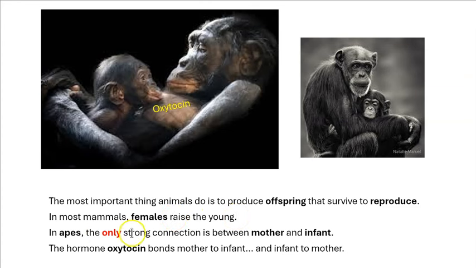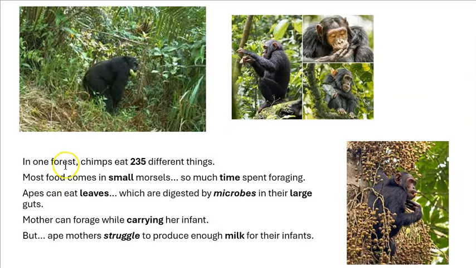In apes, the only strong connection is between mother and infant. The hormone oxytocin bonds mother to infant and infant to mother. In one patch of forest, chimps can eat approximately 235 different things. Most food comes in small morsels, so much time is spent foraging. Apes can eat leaves, which are digested by microbes in their large guts. And a mother can forage while carrying her infant.